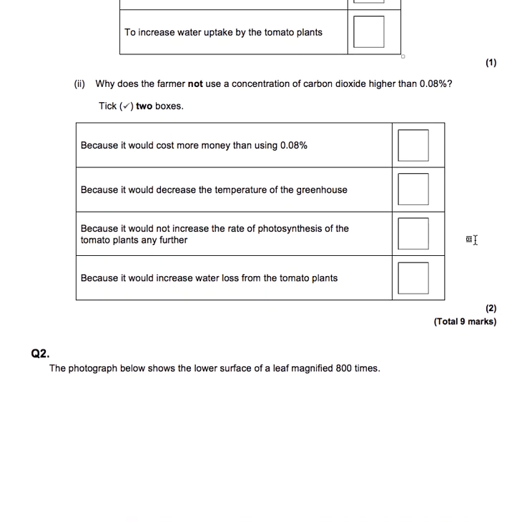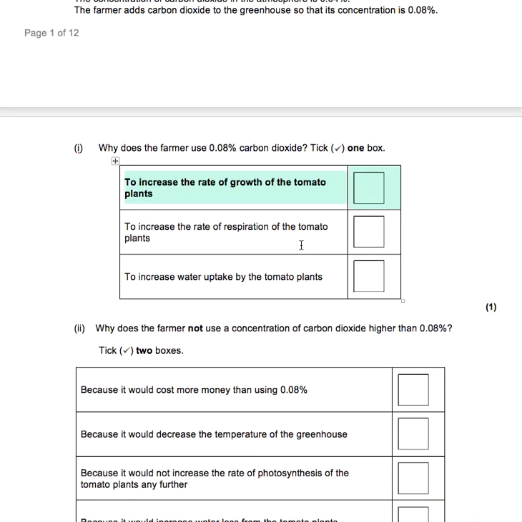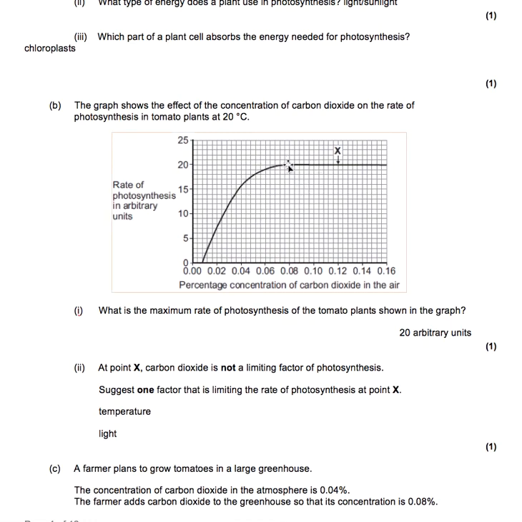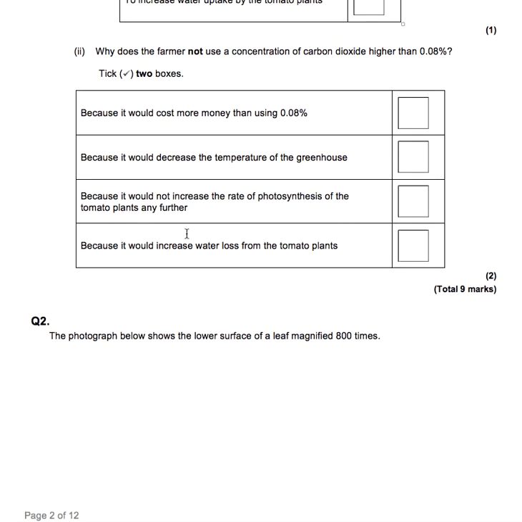Why would the farmer not use a higher concentration? Well, again, going back to the graph, you can see that higher than 0.08 doesn't actually give you any benefit. So it would not increase the rate of photosynthesis. There's the first reason. And if he did it anyway, it would cost him money for nothing. So those are the two reasons why he wouldn't do it.